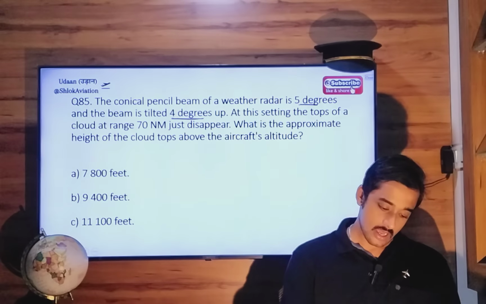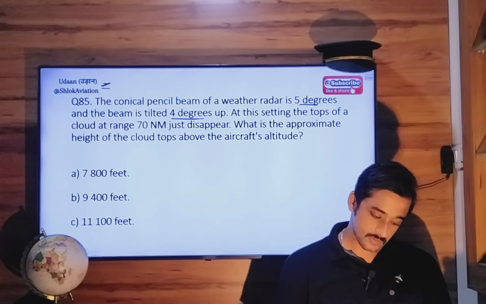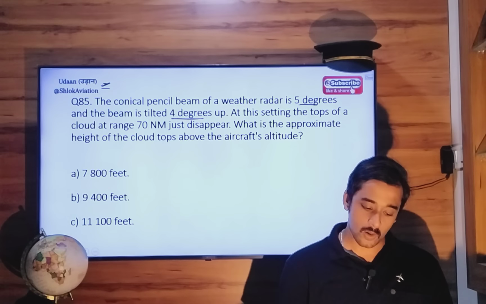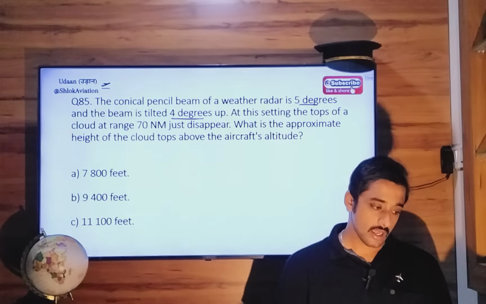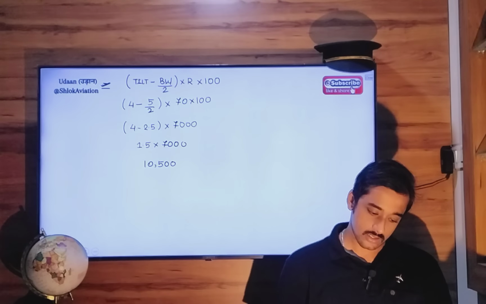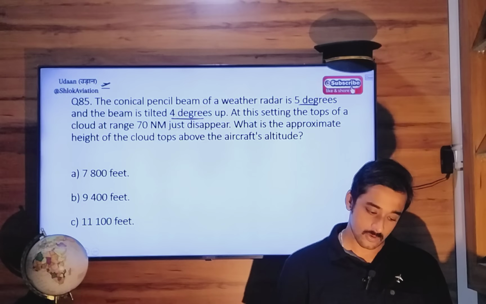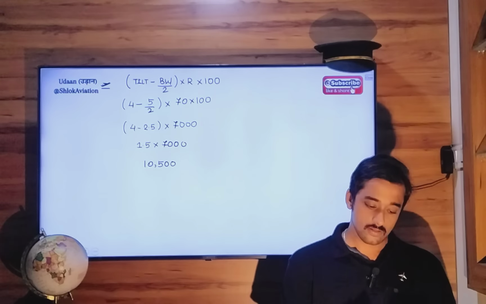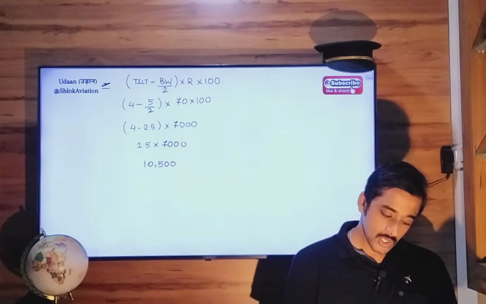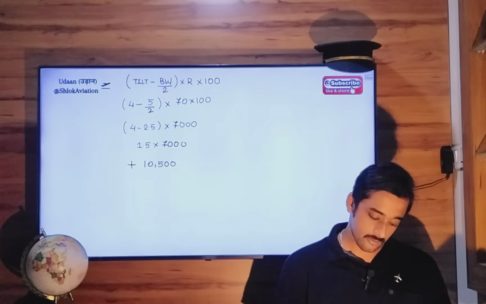Okay, that means, what is the approximate height of the cloud top above the aircraft altitude? It is 70 into 100, tilt 4 degrees up. So 4 minus 2.5 is 1.5. So it is 10,500 feet above you.